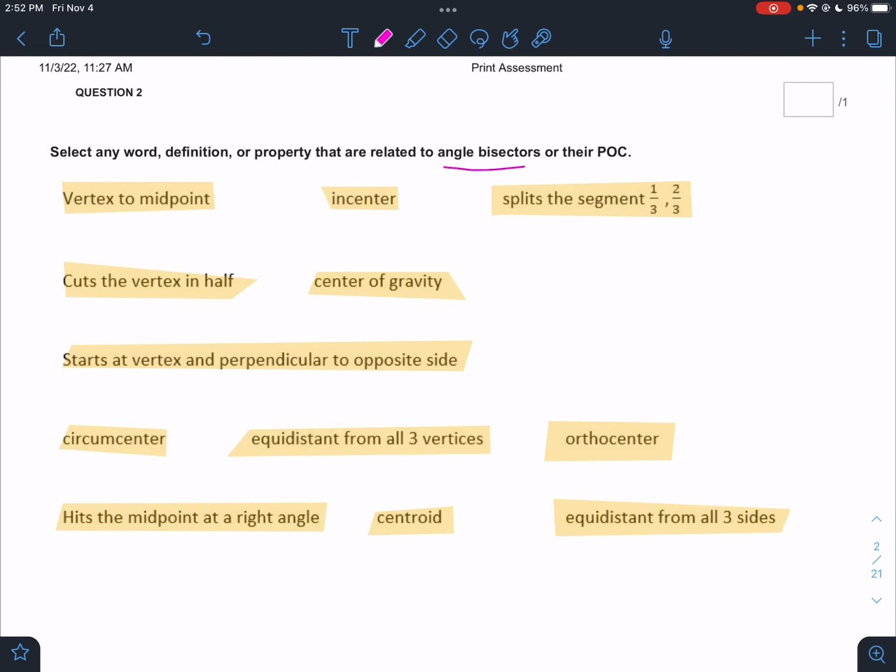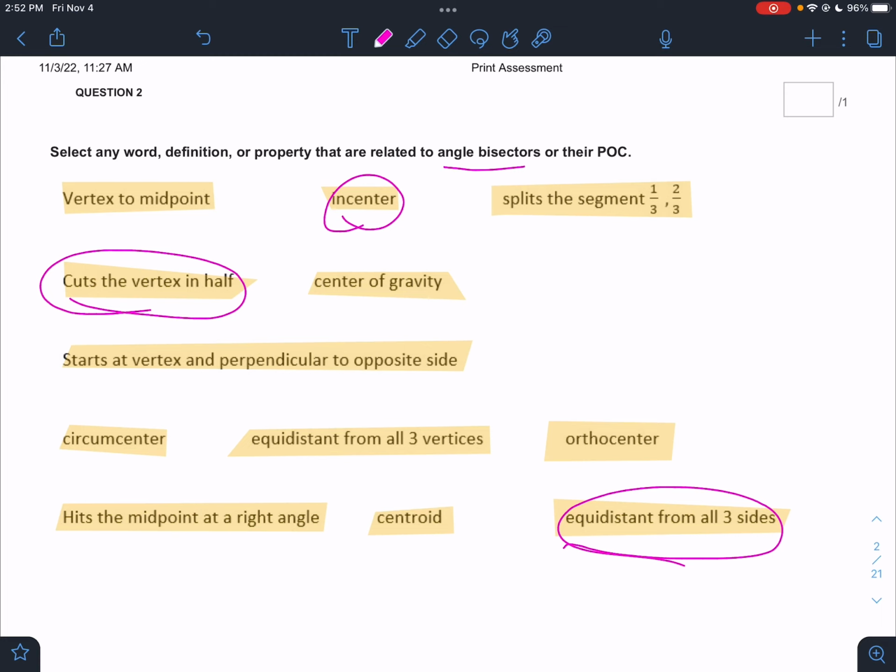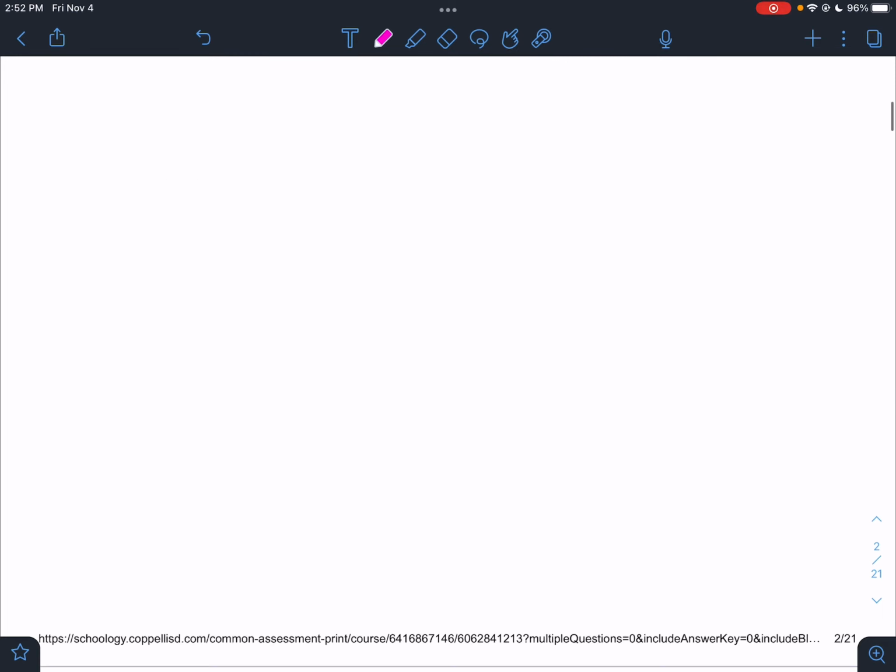The second one has to do with angle bisectors. Angle bisectors cut the vertex in half. They meet at a point called the incenter. The incenter is inside. It is equidistant from the sides. Incenter, inside, equidistant from the sides. Woo! Let's keep it going.